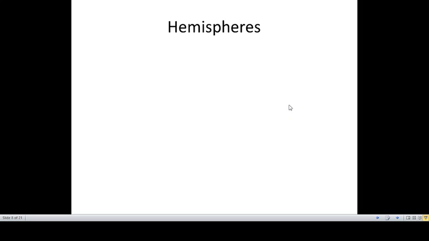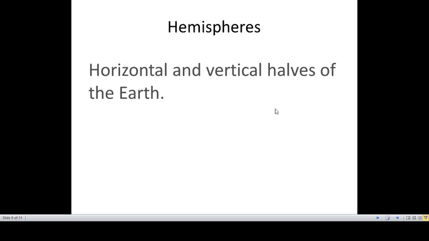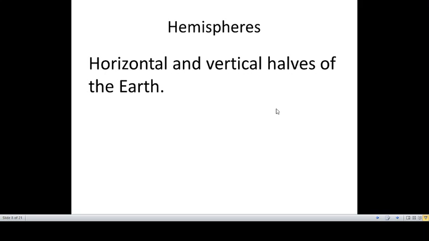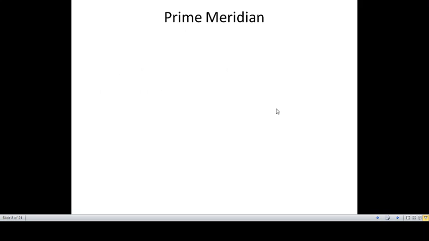Okay, the next major part is the hemispheres. Hemispheres are the horizontal and vertical halves of the Earth, and they are also divided into two: the Northern Hemisphere and the Southern Hemisphere. Okay, the next one, the prime meridian. The prime meridian is a vertical line passing through the Earth from the North Pole to the South Pole.